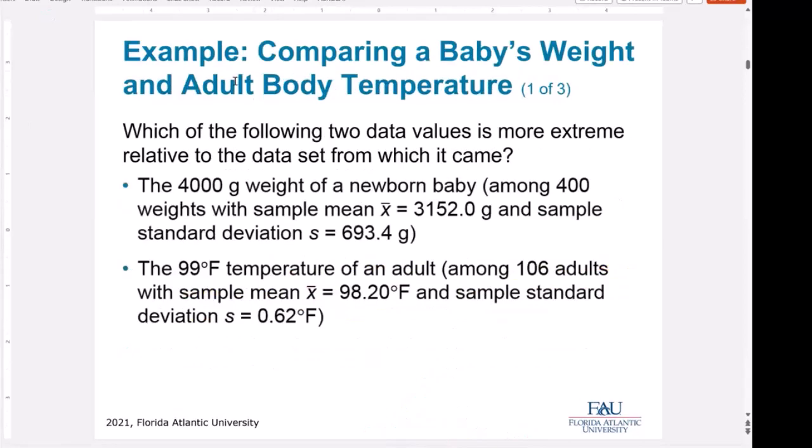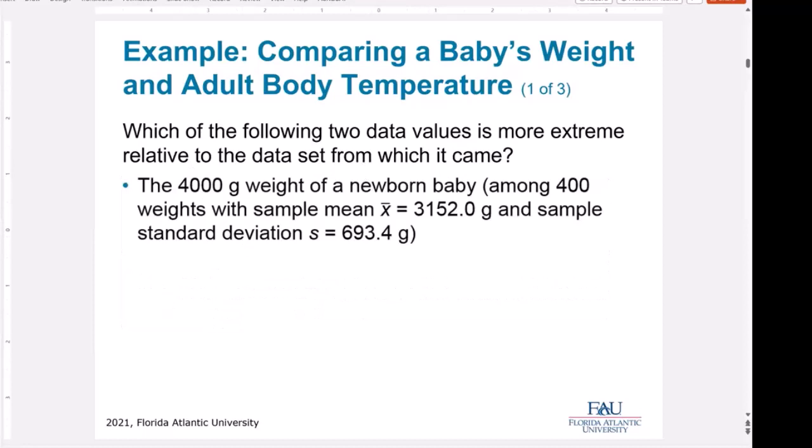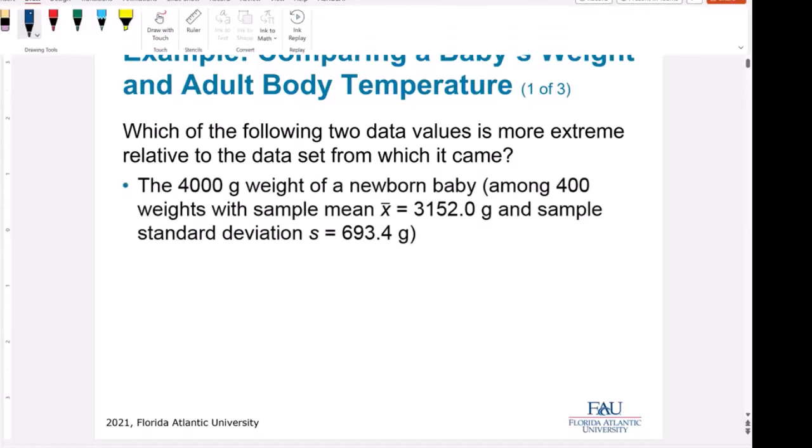Let's do an example. Comparing a baby's weight and an adult body temperature. Which of the 2 data values is more extreme relative to the data set from which it came? Now notice, we don't really have to worry about the fact that they're not related, because what we're going to do is just find their Z-scores. First thing we want to do is find our Z-score.